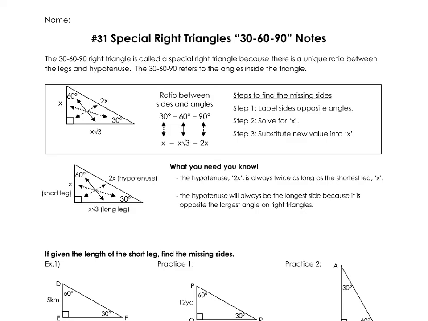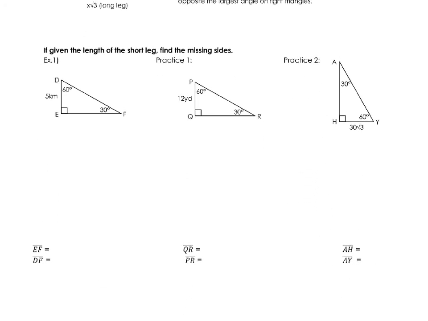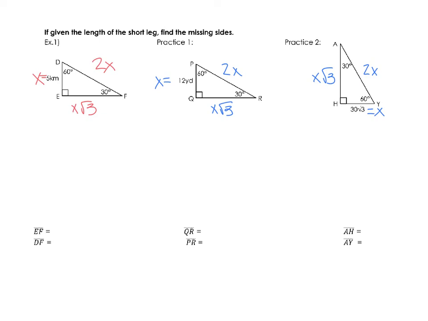So let's jump into an example. All right, so if given the length of the short leg, find the missing sides. If we're given the short leg, that means we're given the leg that is across the 30 degrees. Notice I labeled my right triangle with my sides. Across the 30 degrees goes x. Across the 60 degrees goes x square root of 3. And across the 90 degrees goes 2x. Now, the nice part about this problem is that when given the short leg, I automatically can see that x equals a particular value. So we already know that x equals 5.